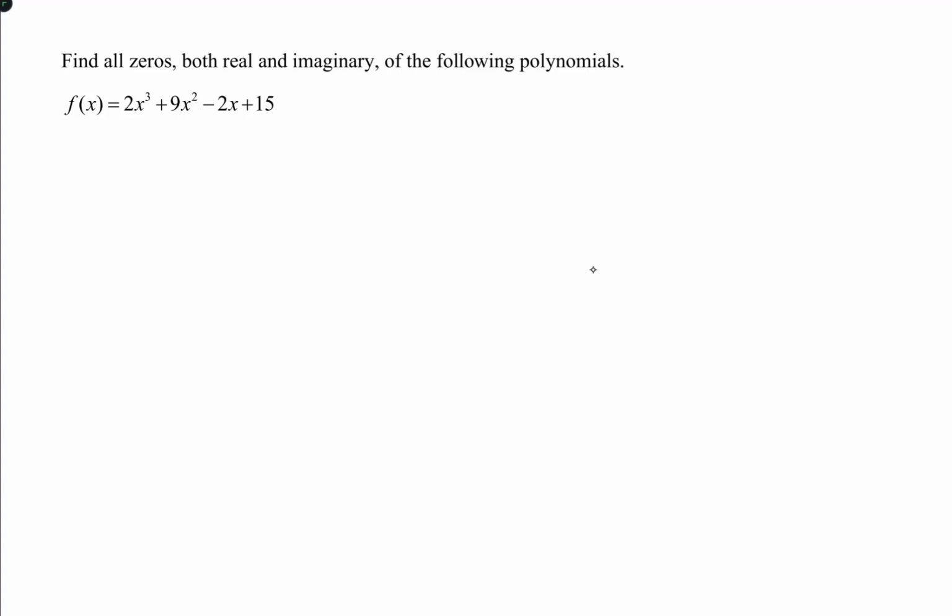Find all zeros, both real and imaginary, of the following polynomials. F of x equals 2x cubed plus 9x squared minus 2x plus 15.